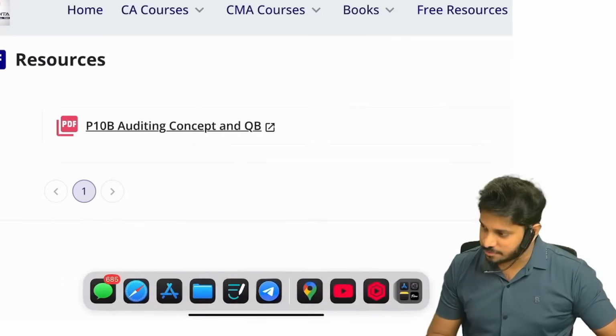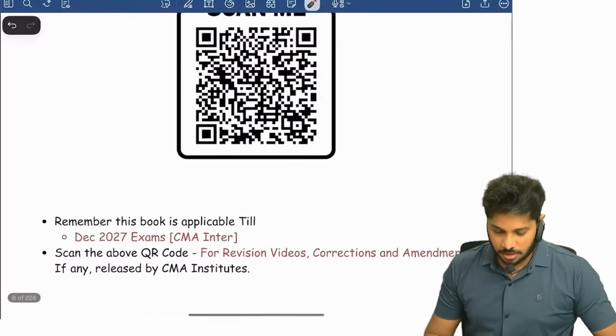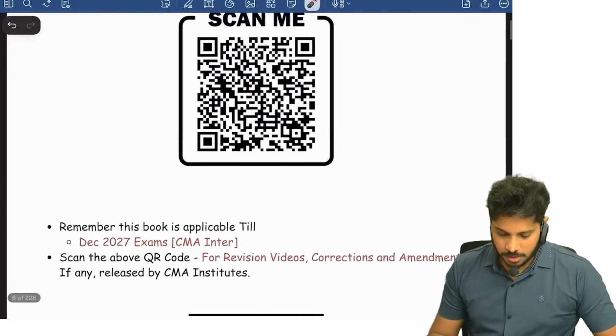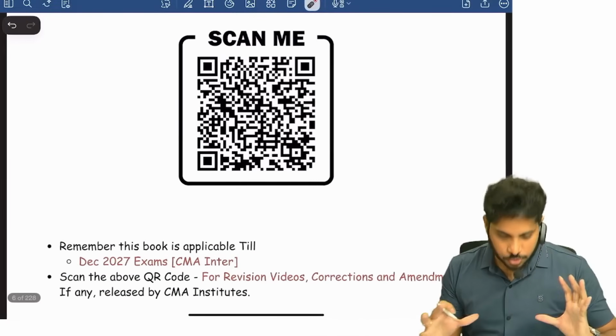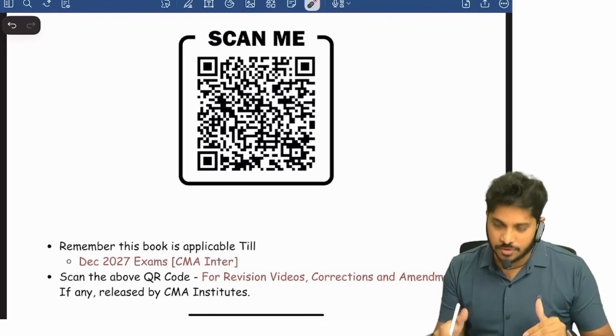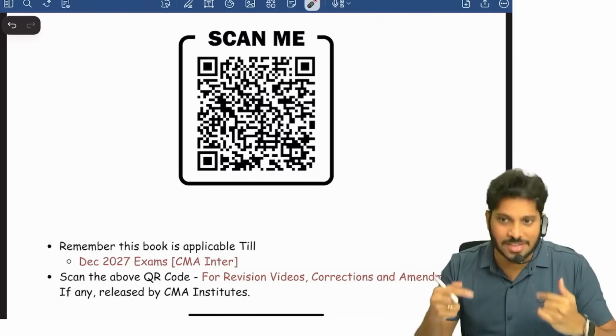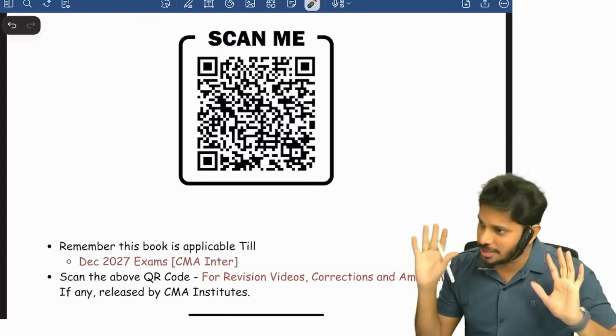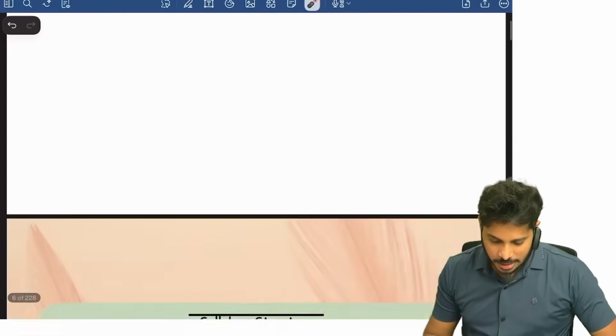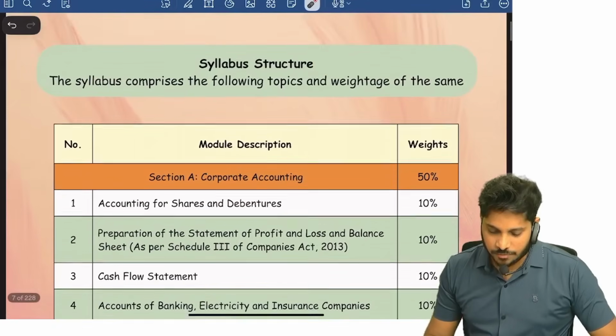Now look, students who have a hard copy of this book, if they scan here, will be routed to the playlist of the video that we are discussing right now. Now you see the weightage of the entire syllabus structure.